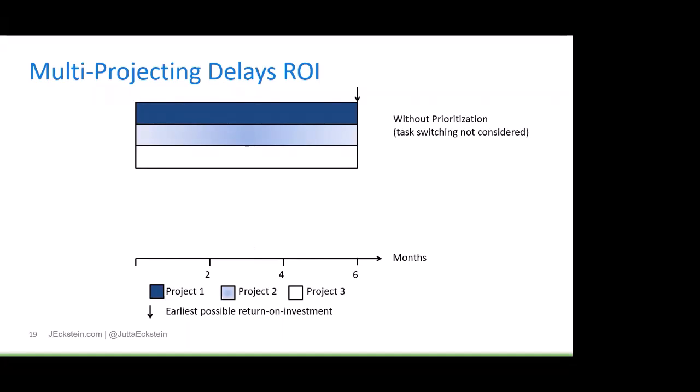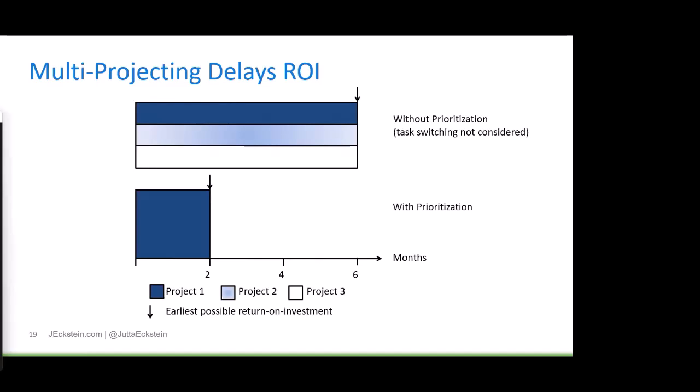Now, if we are starting to prioritize and we actually first concentrate on one of the projects, which would be project 1, then after 2 months, so this would be here, that arrow, we can already have the first possible return on investment. So that's already an early one. And then, of course, if we then would do the project 2 and then project 3, that means after 4 months, we have like the revenue from the 2 projects, and after 6 months, we would have the revenue of all 3 projects.